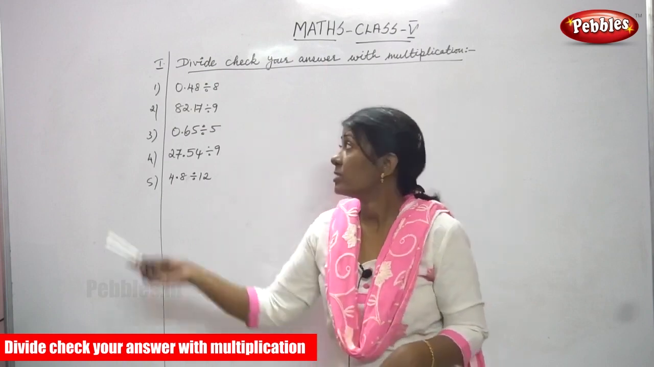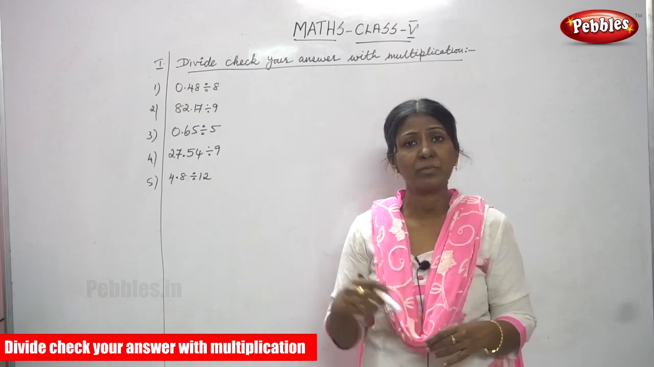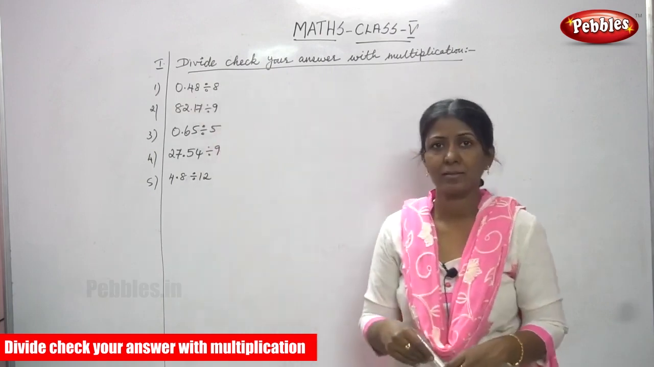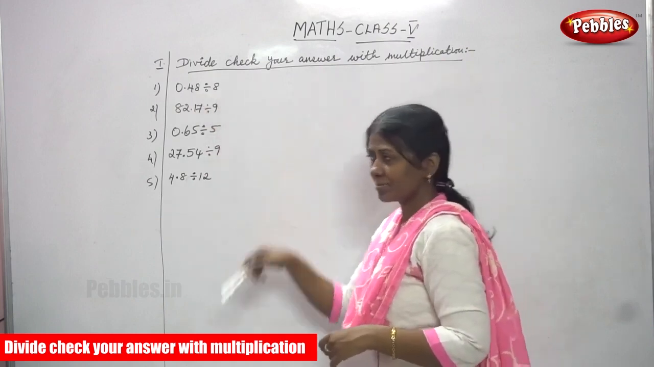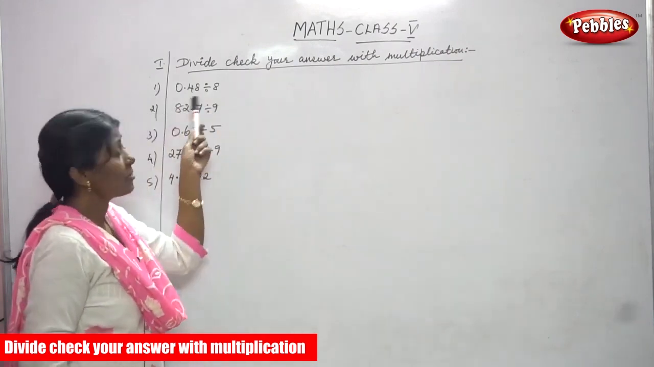Okay, now we are going to see divide, check your answer with multiplication. First sum: 0.48 divided by 8.